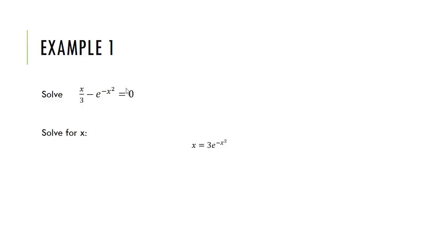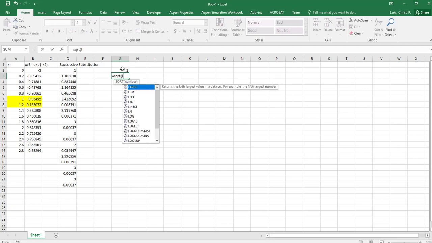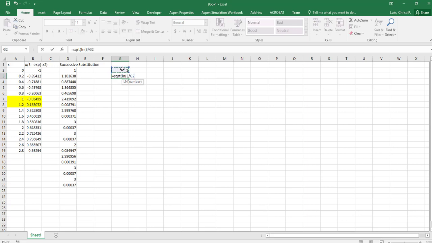our algebra. I also have an x over here I could solve for. If I solve for that one, I end up with x equals the square root of the natural log of 3 over x. And if I do that in Excel, I will again start with my first guess of 1 and equals the square root of the natural log of 3 divided by that x value.